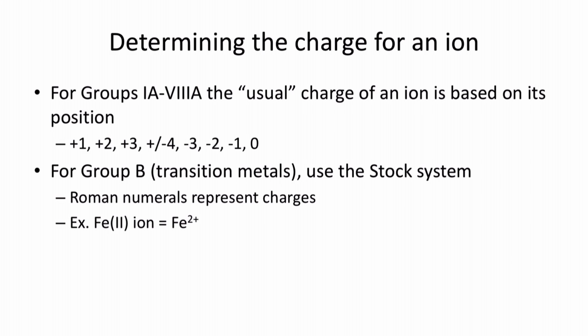If I'm dealing with the transition metals, which are in the middle, the B groups, there I use the Stock system. So for the Stock system, we're going to use Roman numerals to represent the different charges. In the Stock system, if I see something like Fe and then parentheses II, that tells me that the charge on this iron is Fe2+. If I saw Fe(III), then it's Fe3+.